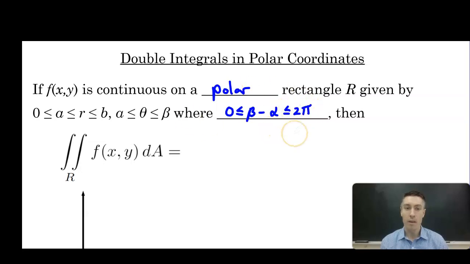This requirement is so that we don't overlap any of the region more than once. Right? So the difference between the two angles has to be between 0 and 2 pi so that we ensure we only cover the region one time.